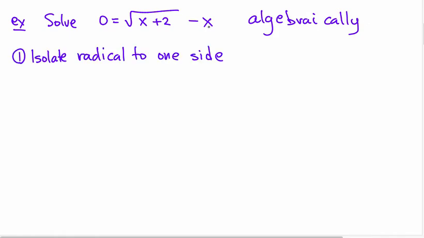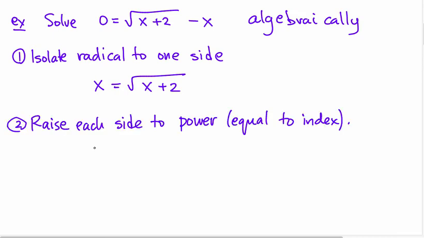And so doing that, I'm just going to add x to both sides, and I get my radical nicely isolated on one side. And now, in this case it's a square root, so if I square both sides, basically raising both sides to the power that's equal to the index of that radical, that's my next step. And that helps clear out the radicals.